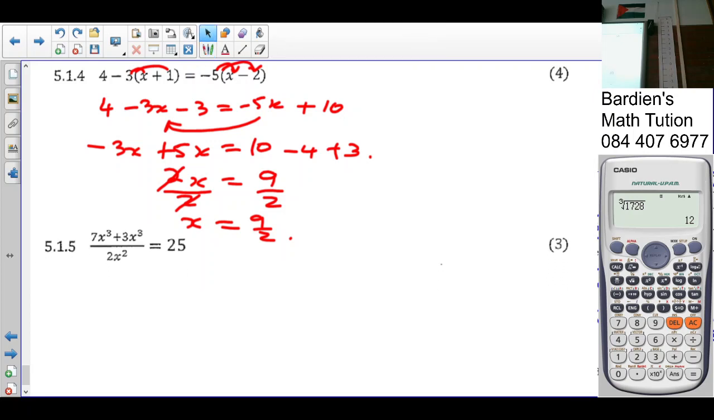People, the next one. 5.1.5. What am I going to do here? What are we going to do here, people? Skip. You skip that sum. No, why not skip this? Why not? Must be wanting to get all the marks we can get. Sorry? What do you say?